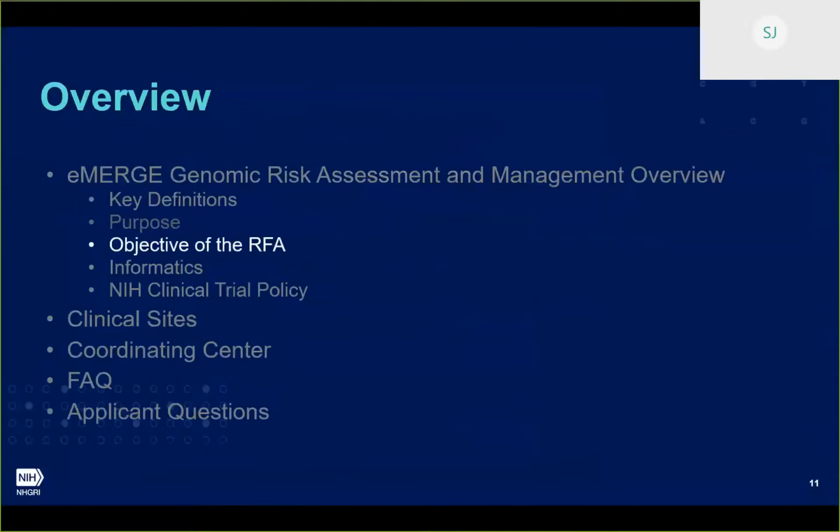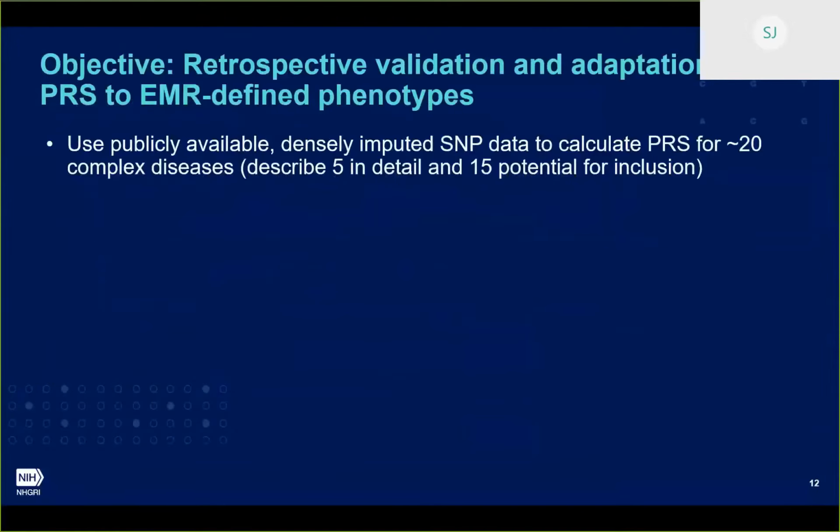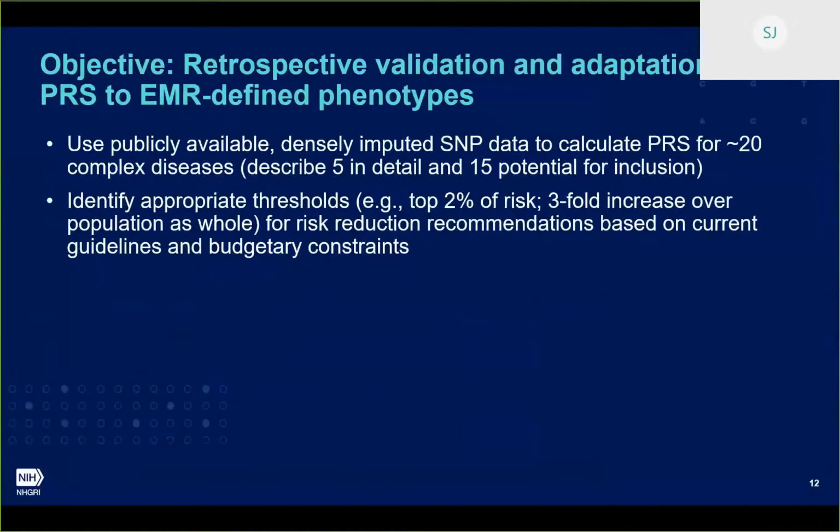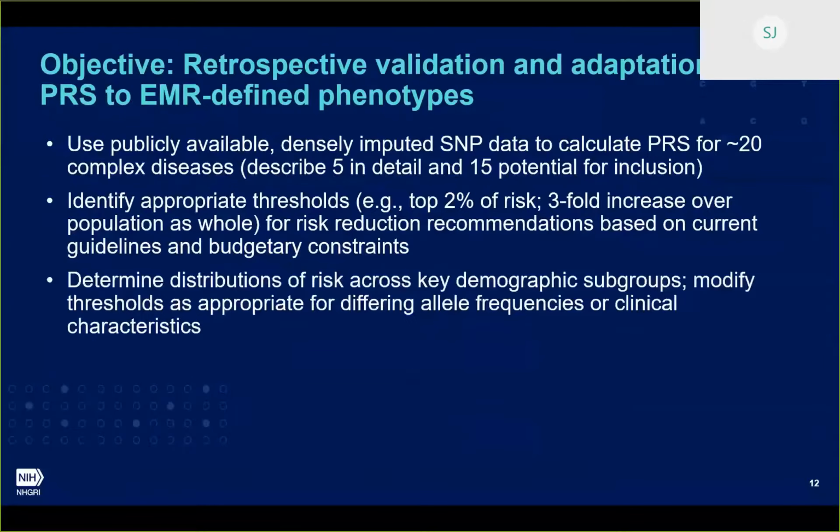In terms of the objective of the RFA, the objective is, again, looking at retrospectively, we'll need to validate these different tools. And again, we'll describe 5 in detail and 15 potential for inclusion. We'll identify the appropriate thresholds. So what threshold will be adequate to determine that they're high risk, and this will need to be defined. One of the questions that's listed there is guidelines. This can also be expert opinion in terms of how individuals want to establish that risk level.